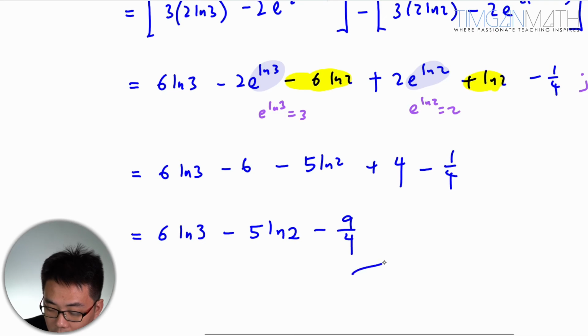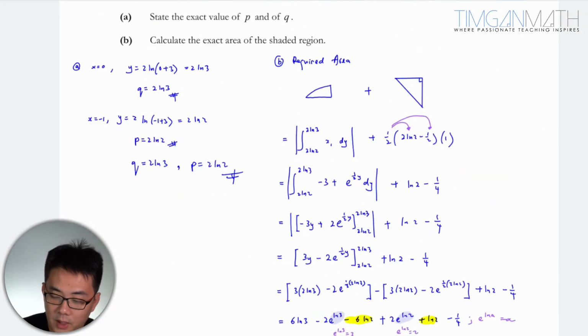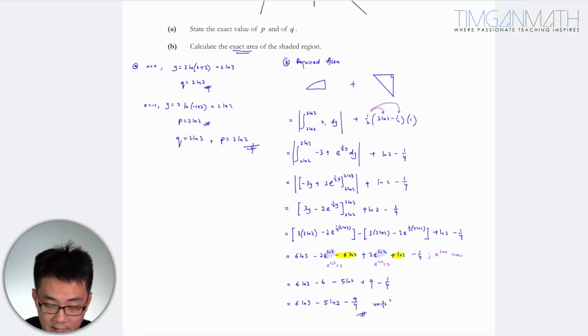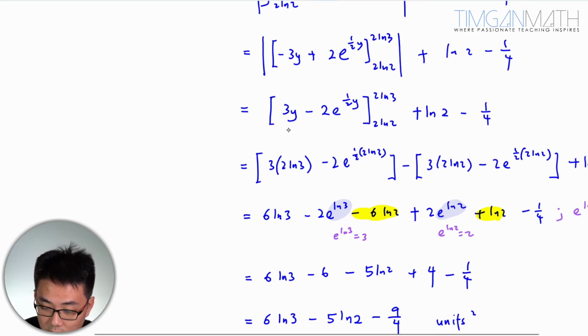The reason is that we are told to find the exact area. I think the difficult part is to make it y, and after which you need to make sure that you multiply a negative here, because of this modulus here.